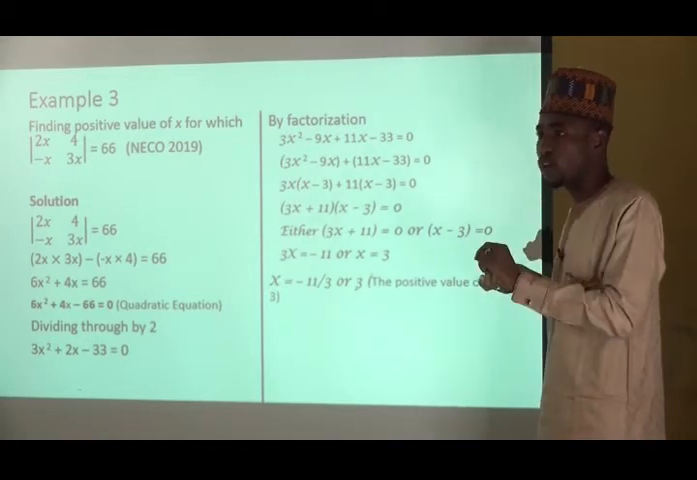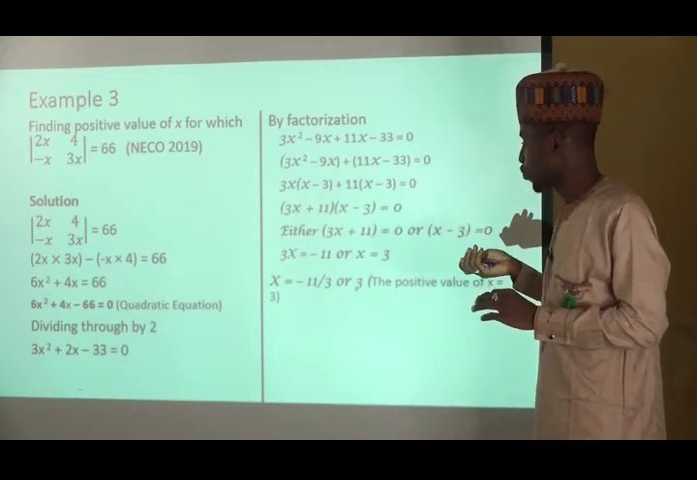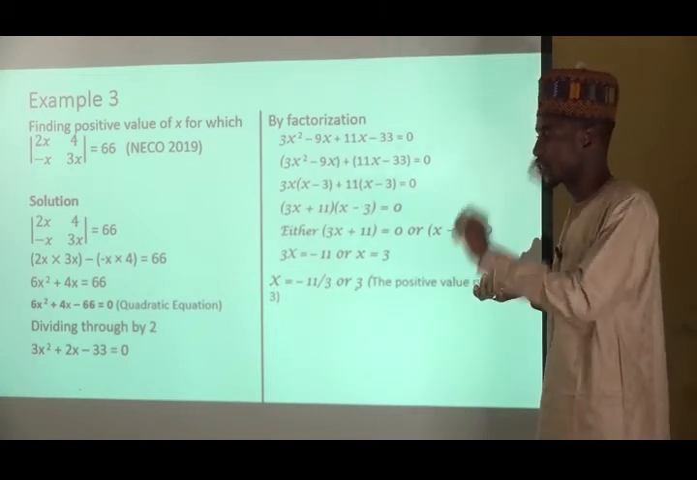Therefore, the positive value of x is what? It is 3. Therefore, the answer to this is 3, which is the positive.